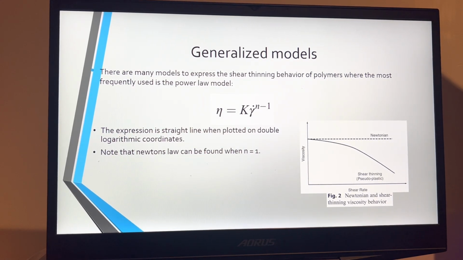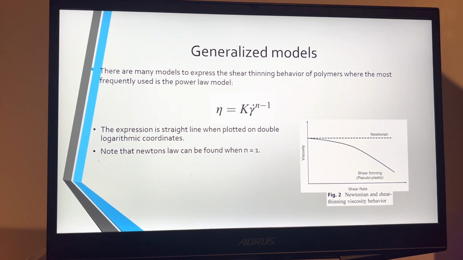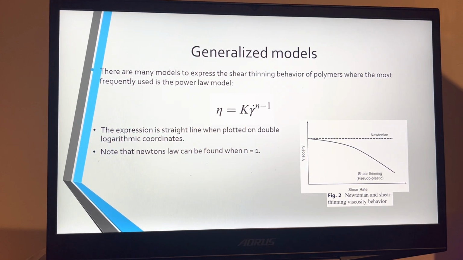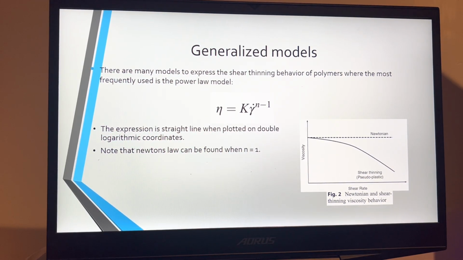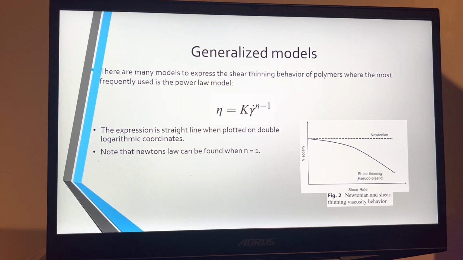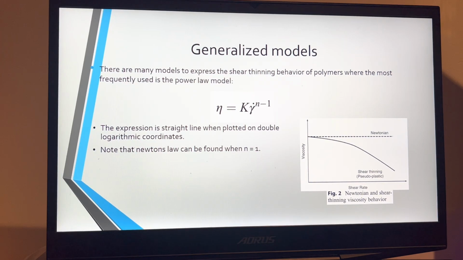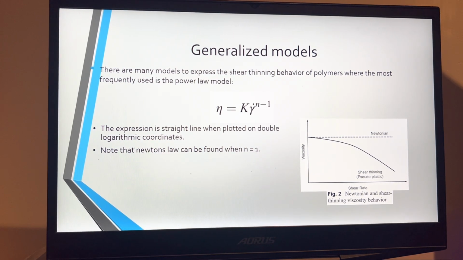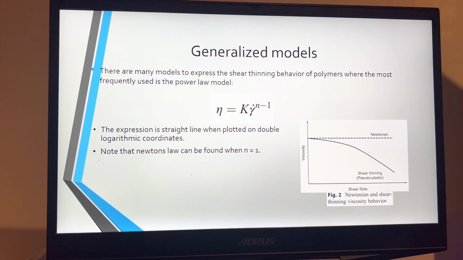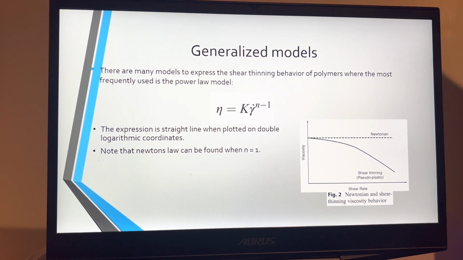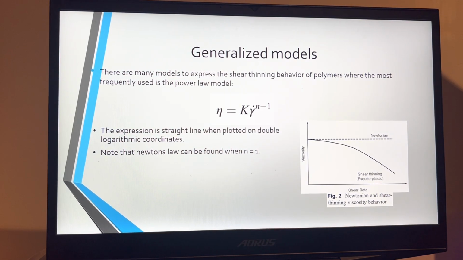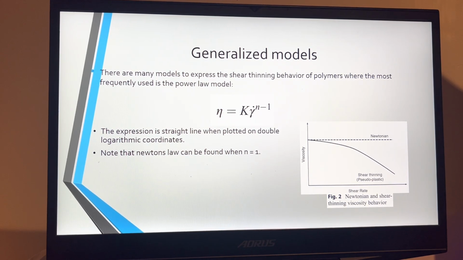Generalized models. There are multiple generalized models to identify pseudoplastics. The most commonly used is the power law model, which is identified by viscosity equals K, which is a fixed constant, times shear rate to the power n minus 1. This expression is a straight line when plotted on double logarithmic coordinates. This graph shows the Newtonian and shear thinning viscosity behavior when plotted with shear rate and viscosity.